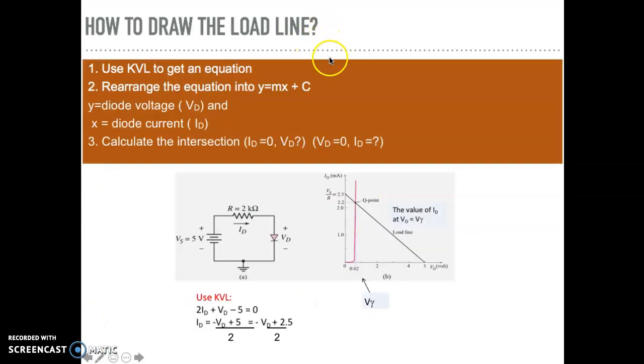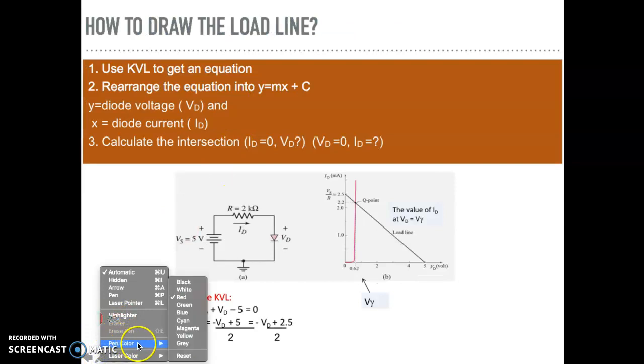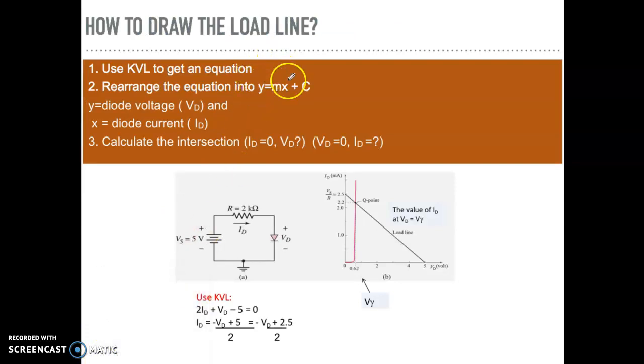Okay, so this is the summary of the steps that I explained just now. First, you need to get the KVL equation from your circuit. And then you need to rearrange the equation to become a line, y equal mx plus c. What is your y here? Y here is ID, and x here is VD.